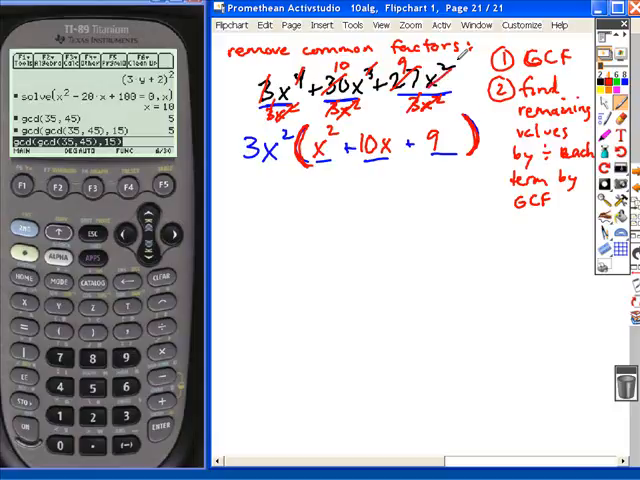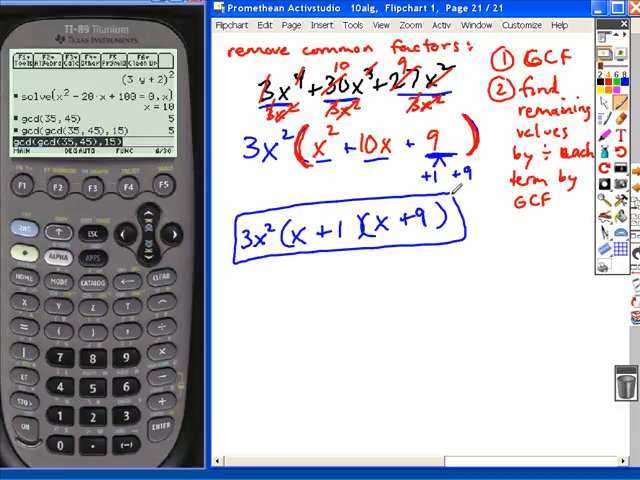Once you remove your common factors, then you can apply any of the other factoring rules that we have. We did already talk about reverse FOILing. Are there 2 factors of 9 whose sum is positive 10? What factors of 9 have a sum of positive 10? Plus 1 and plus 9. Okay, so those are going to be our terms when we complete these factors.